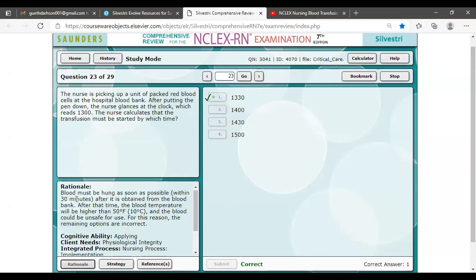So their explanation: the blood must be hung as soon as possible, within 30 minutes. So definitely this one, within half an hour. After it is obtained from the blood bank, after that time, the blood temperature will be higher than 10 degrees Celsius or 50 degrees Fahrenheit, and the blood could be unsafe for use. Right? We learn this. We have to start as early as possible, and after 30 minutes, it is not safe for your patient.